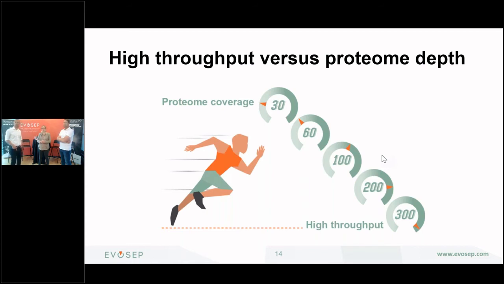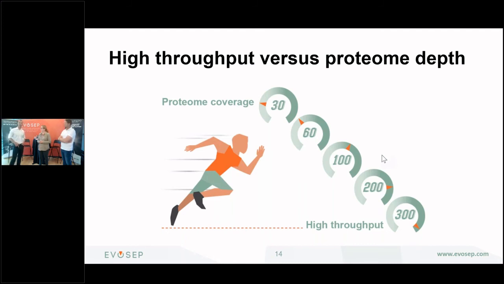Exactly, it is. And I'm really keen to see what the 480 samples per day method can be used for with DIA. We haven't done that experiment. It's on the to-do list. Maybe some of you will actually get to do that for us. But exciting times, especially for these high throughput workflows.